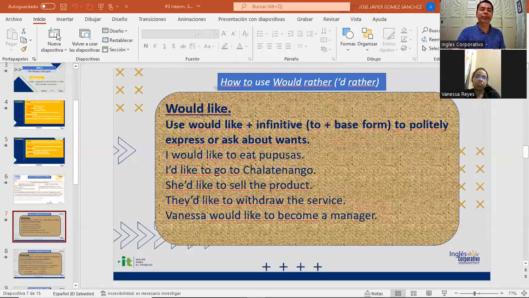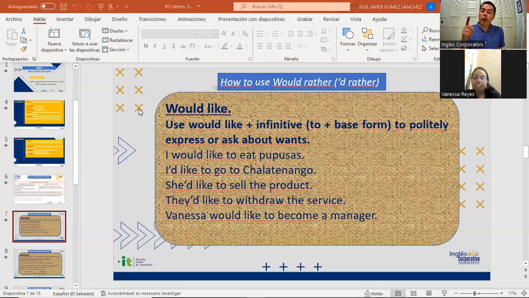Okay, here we are. Now, I will start with something simple, right? The verb like. You know that the simple present, Vanessa, is simple, right? Just subject, verb, and complement. I like pizza. I like football. I like Alianza. So I like, you love. It's something that is attractive to you, right?